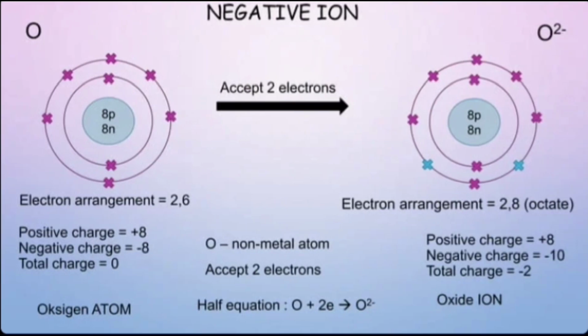Here is the formation of a negative ion. Oxygen has 6 electrons in the outermost shell, and oxygen needs to gain electrons to complete its octet.